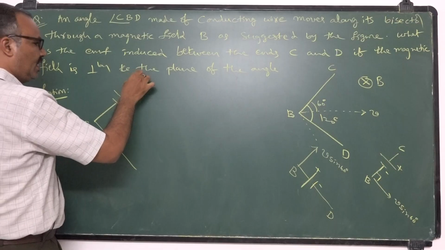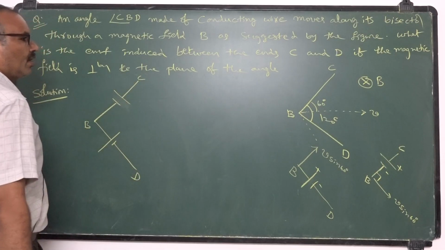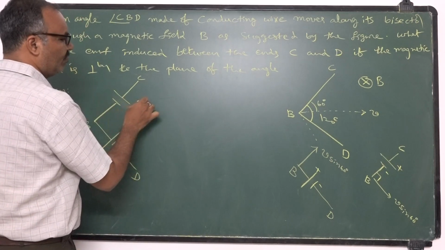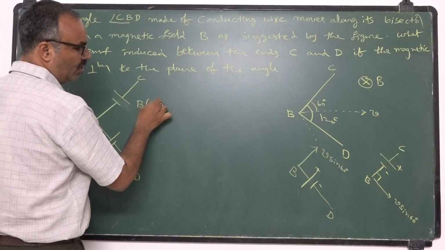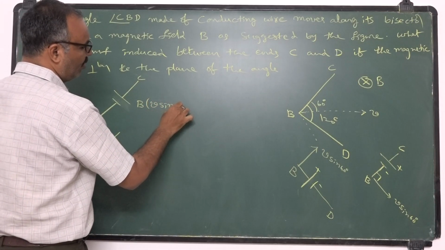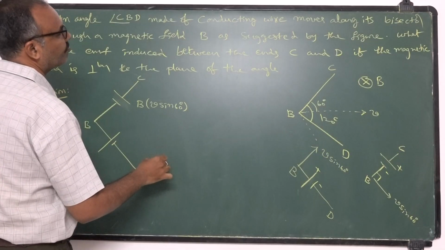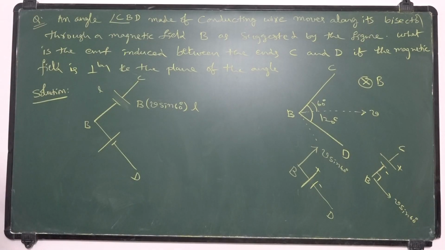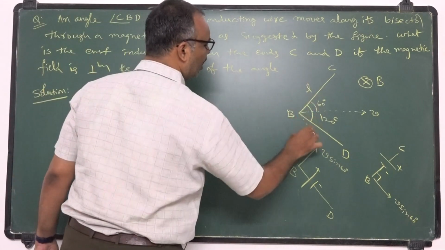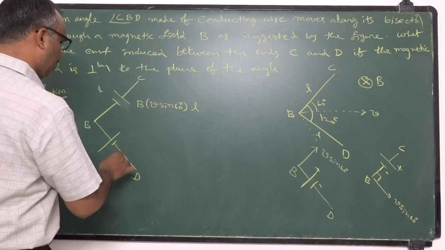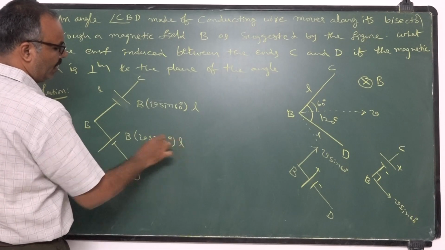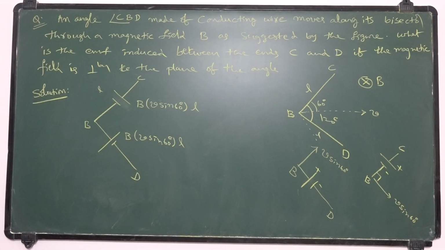B, C, D. The EMF of this cell is given by BVL. B is the strength of the magnetic field; in the place of velocity you have to take V sin 60, into length. Let the length be L; L is the length of the element. In the figure itself they gave L is the length. Now, same is the case here. B into V sin 60 into L will be the EMF of this cell. Both cells are like this.